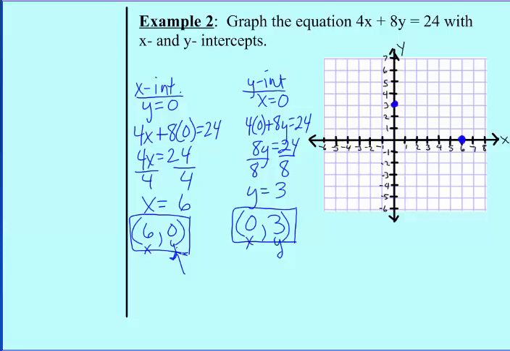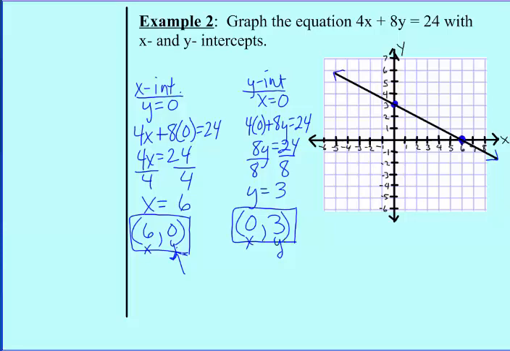Once you get the points, you must draw a line through those 2 points. Okay, you must go all the way through those 2 points. So I'll draw a line going through those 2 points. Make sure you have arrows on both ends because it does keep on going forever and ever.